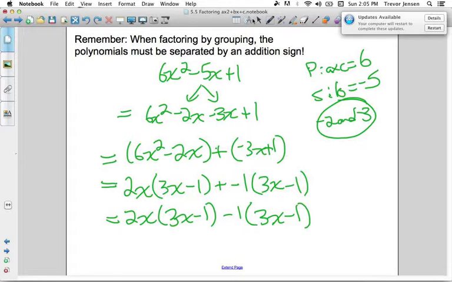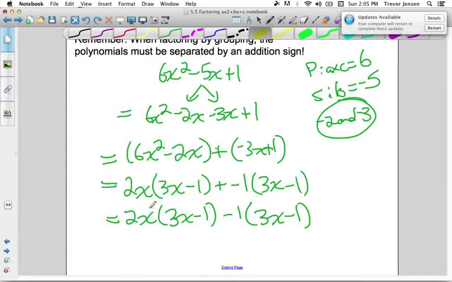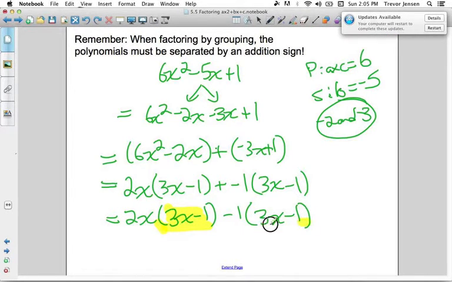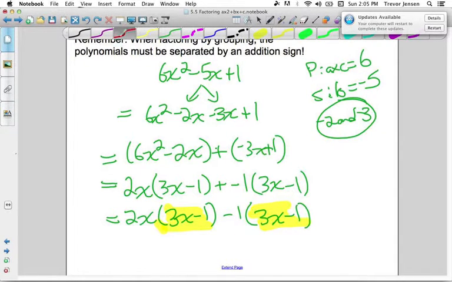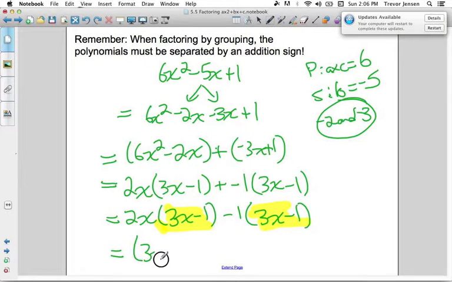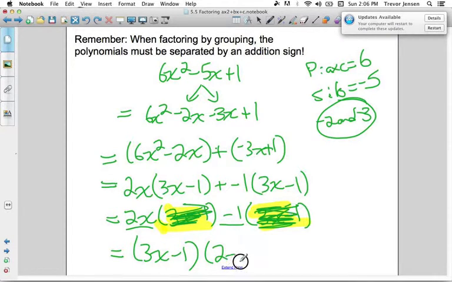And now what I'm left with, once again, I have a common binomial. I've got a 3x minus 1 in both of the terms. So what I can do is common factor out that common binomial, put the 3x minus 1 out front. After I common factor that out, I divide both terms by that 3x minus 1 that I took out. They'll both be gone, and what I'm going to be left with is 2x minus 1 for my second factor. And there we go, I'm done. And once again, you can check your answer by multiplying that out and making sure you get back to your original question.